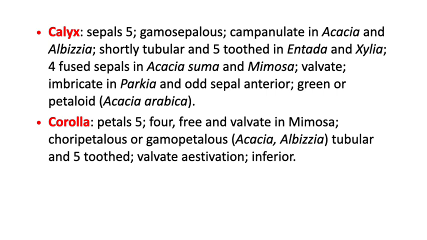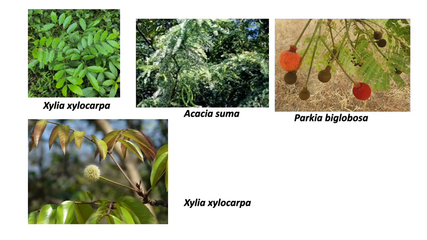Corolla consists of five petals, four are free and with valvate aestivation in Mimosa. They are polypetalous or gamopetalous. Gamopetalous condition is seen in Acacia and Albizzia. They are tubular and five-toothed with valvate aestivation and inferior. This is Xylia xylocarpa, Acacia suma, Parkia biglobosa, Xylia xylocarpa.